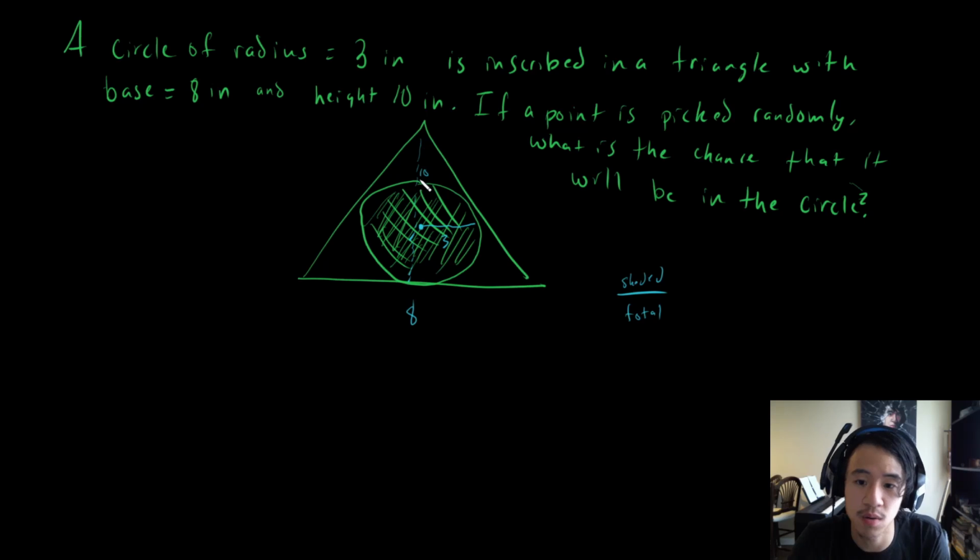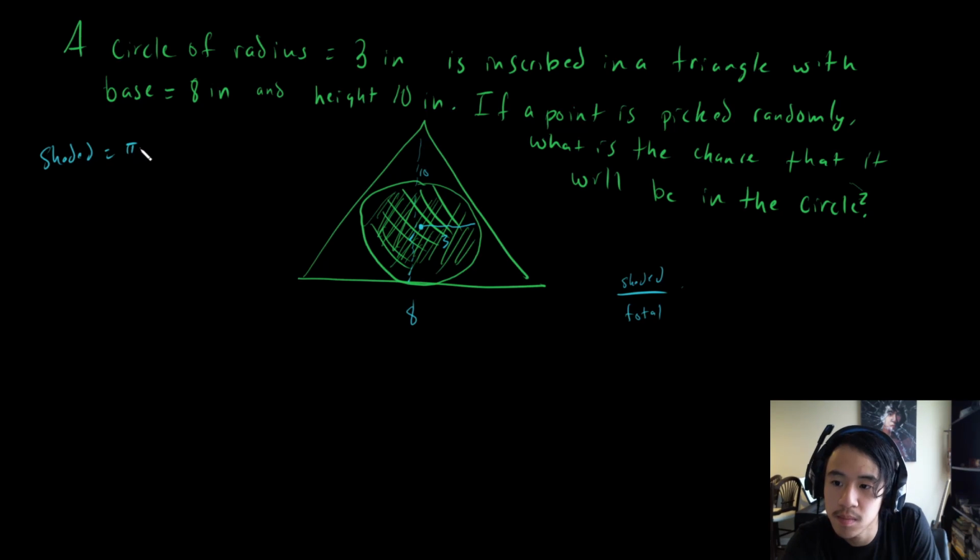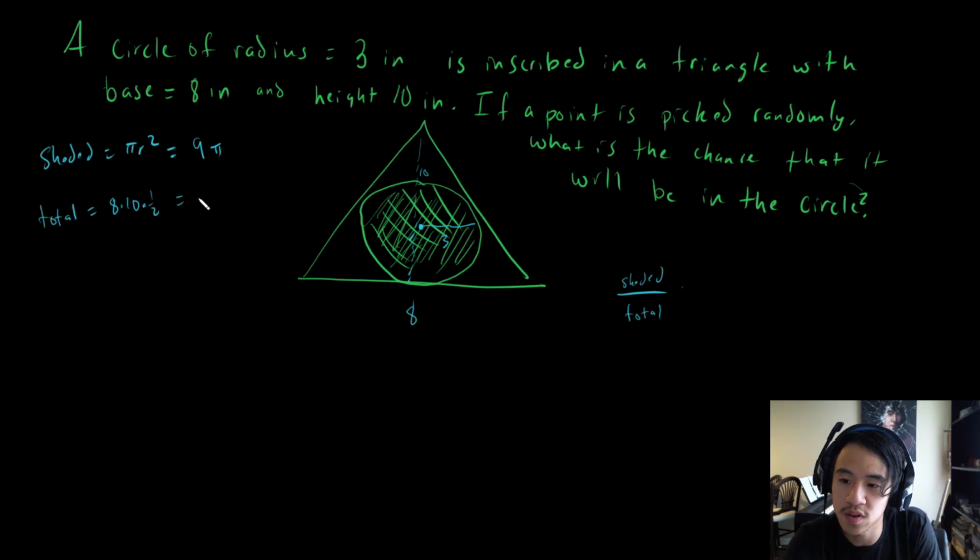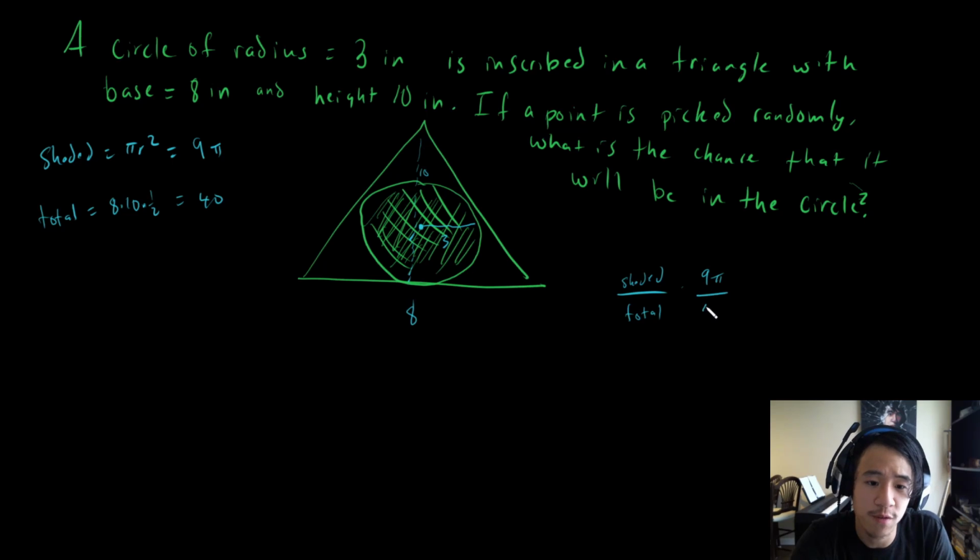All right, so here we go. The shaded part is the circle. So the shaded part will be pi r squared. Our radius is 3, so we have 9 pi. And our total is going to be 1/2 base times height. So we got 8 times 10 times 1/2, and this is going to be 40. So all we got to do is put this into a fraction. So we got 9 pi over 40.